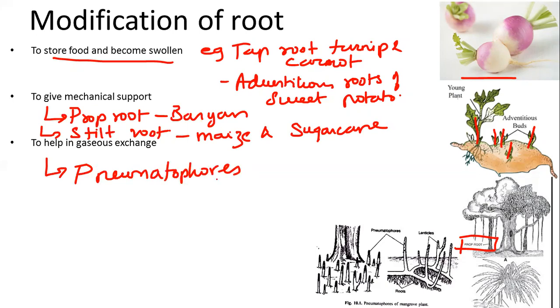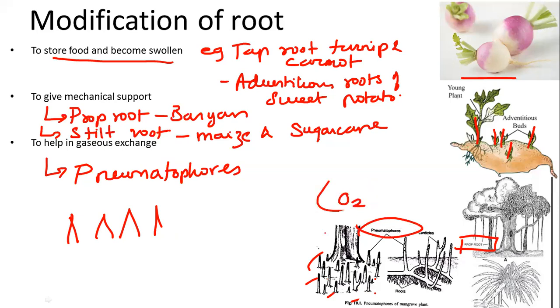Okay, so usually this occurs in Rhizophora. Here the roots will come out of the ground and grow vertically. You can see here it is all growing vertically, and these roots are called pneumatophores. This will help in getting oxygen from the atmosphere.